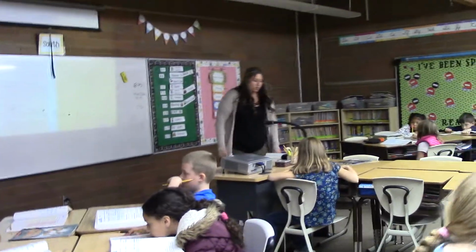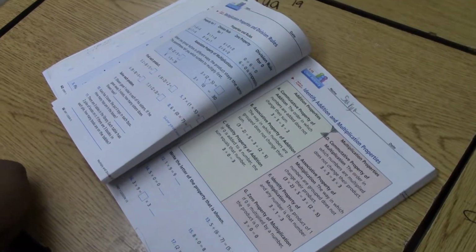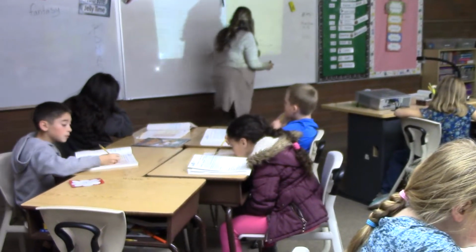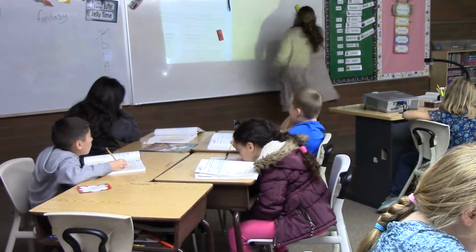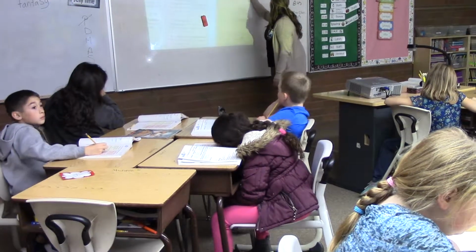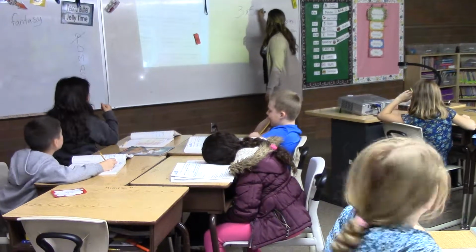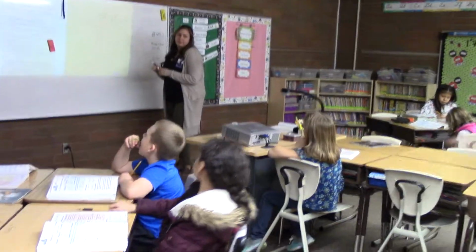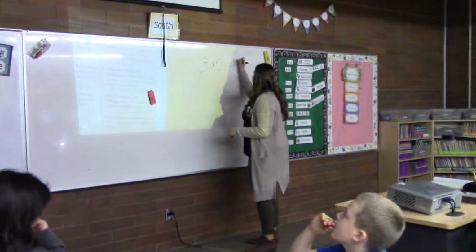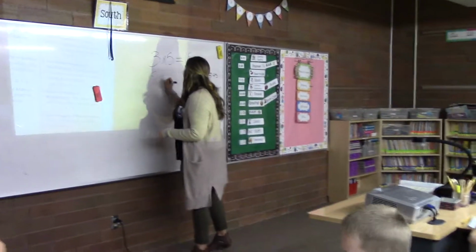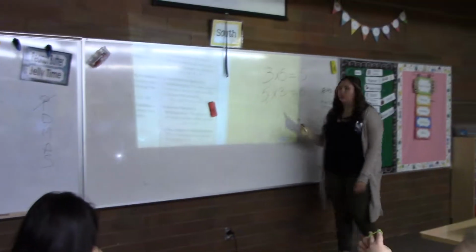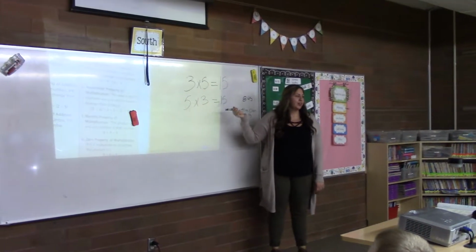It's showing multiplication. The first one, commutative property of multiplication. That means if I see 3 times 5, Bella, what's 3 times 5? It's 15. Carter, what's 5 times 3? 15. Are these the same problems? Yeah. What else are they known as, Mari?